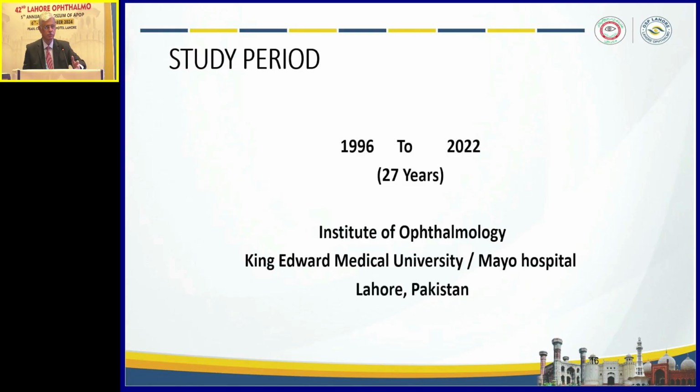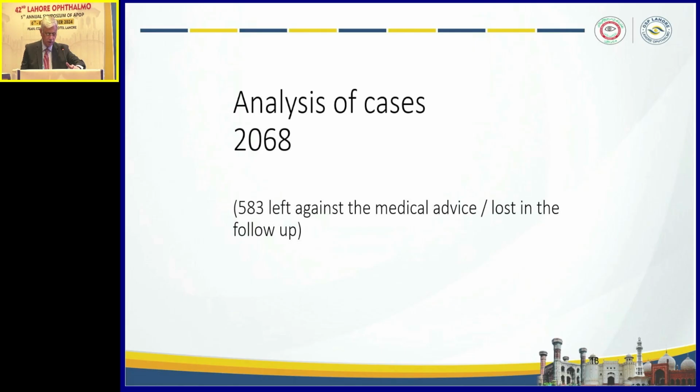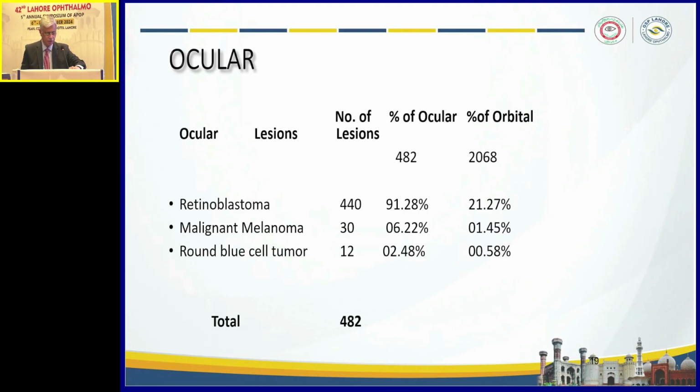In our study, which we conducted at Mayo Hospital from 1996 to 2022, it's still going on, 27 years, the total number of orbital lesions we came across was about 2,651, and we analyzed only 2,068 because 583 either left against medical advice, or when they were referred to other departments, they never came back. Out of these 2,068 cases, 482 were ocular tumors, and out of these ocular tumors, 30 were malignant melanoma. They constitute 6.2% of the ocular lesions.